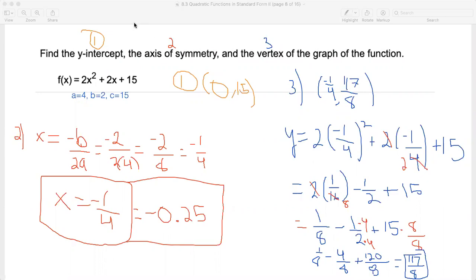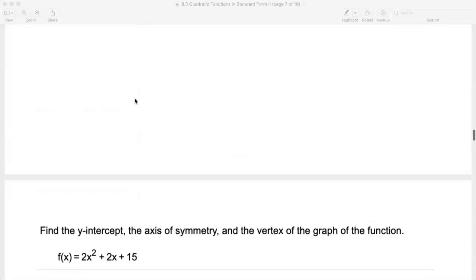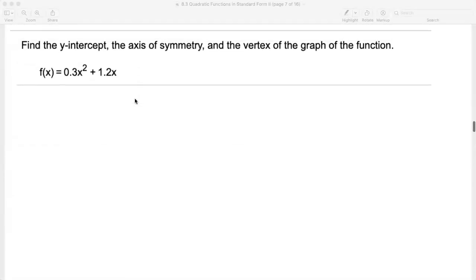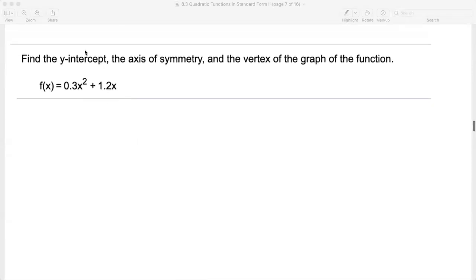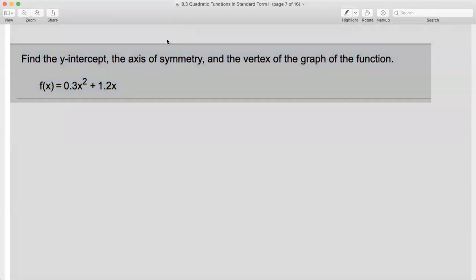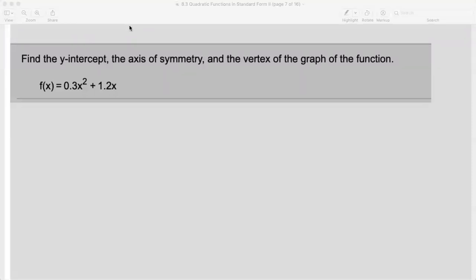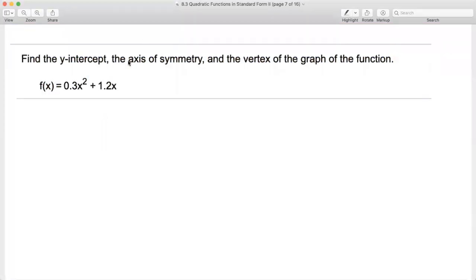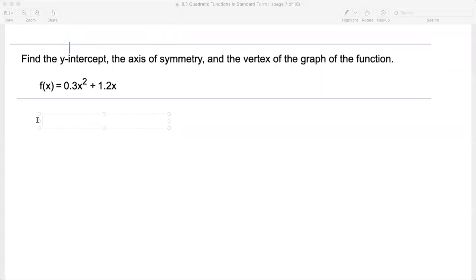So I'm going to scroll up because I want to do the example above. I know it's decimals, but it's important because you notice there's no C value. So this again is asking for 3 things: y-intercept, line of symmetry, and your vertex, okay? So your y-intercept is always going to be 0, C. Get my drawing tool here. There we go. A is 0.3, B is 1.2, C is, there's no C value, so it's 0.